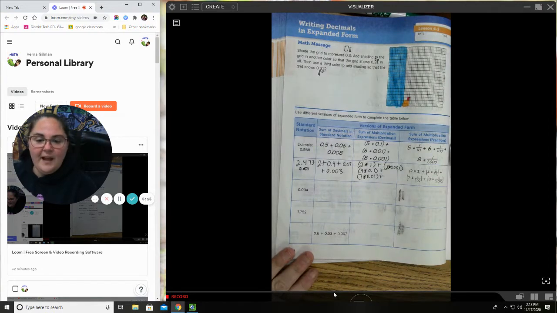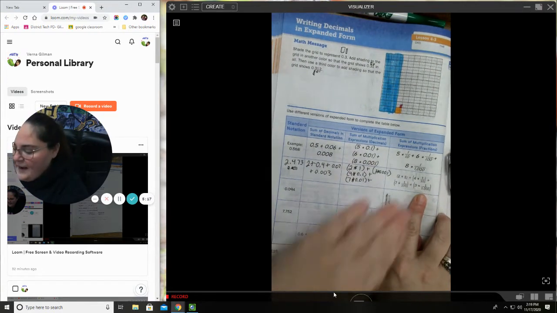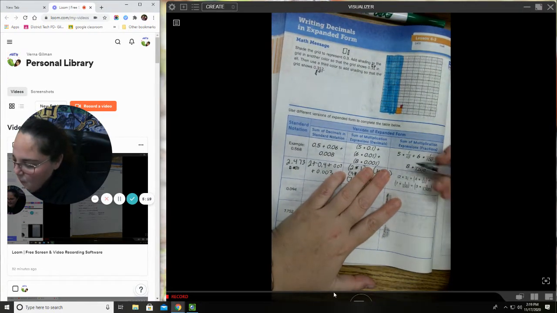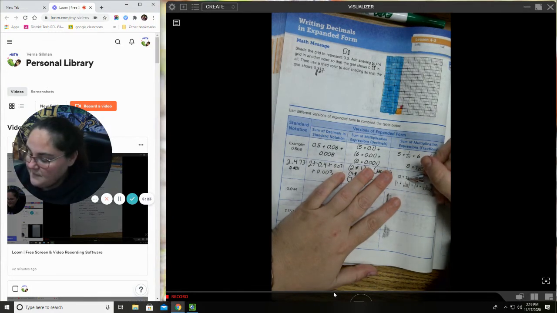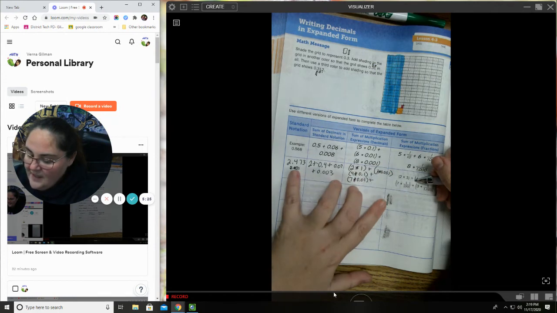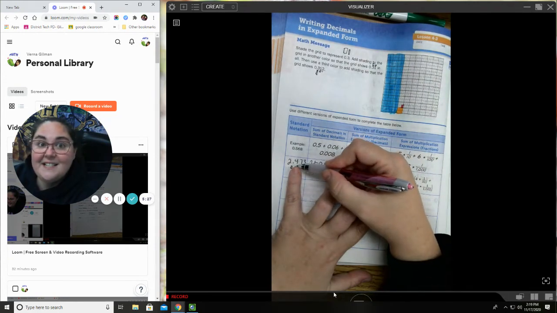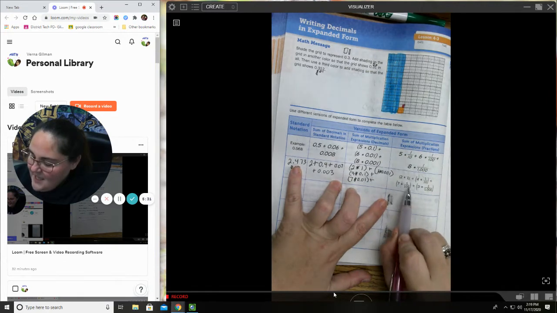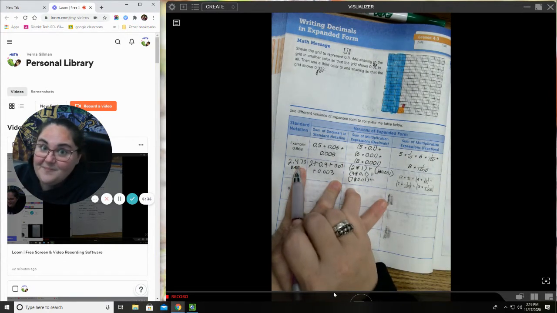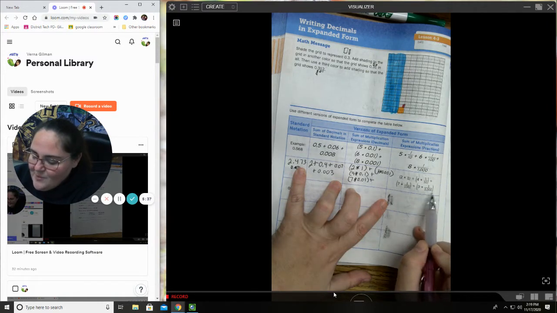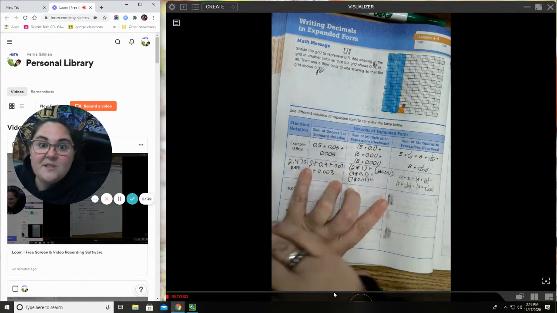I want you to now look at the fractions and how they did the fractions. Notice that 1 is a whole number, so they put it times 1. 4 times 1/10, because guess what? It's in the tenths column. 7 times 1/100, because it's in the hundredths column. And 3 times 1/1,000, because it's in the thousandths column.